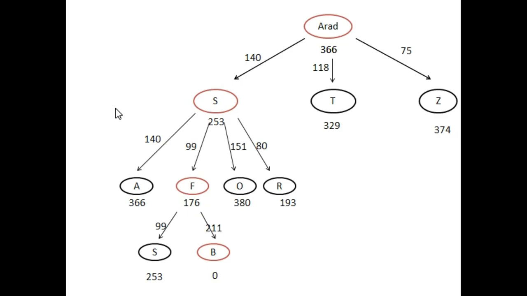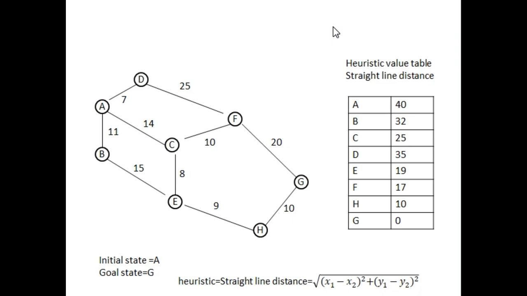So now let us solve this with an example. Here is the graph which has nodes A, B, C, D, E, F, G and H. The distance between A to D is 7, A to C is 14, and A to B is 11. So we want to move from initial state A to the goal by using the best first search. Our initial state is A and the goal state is G.